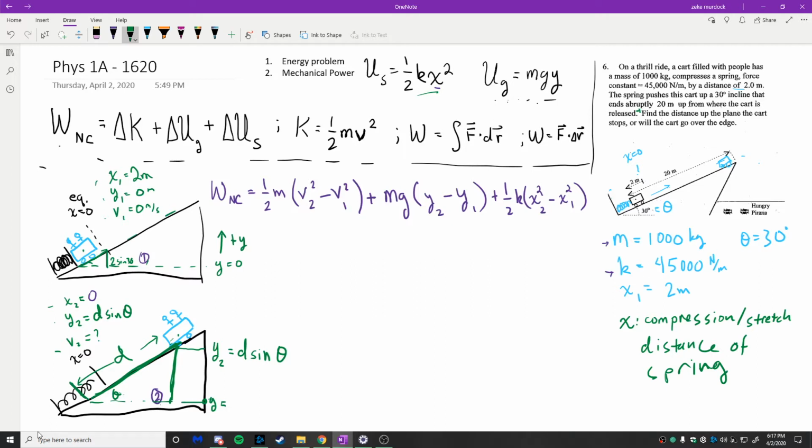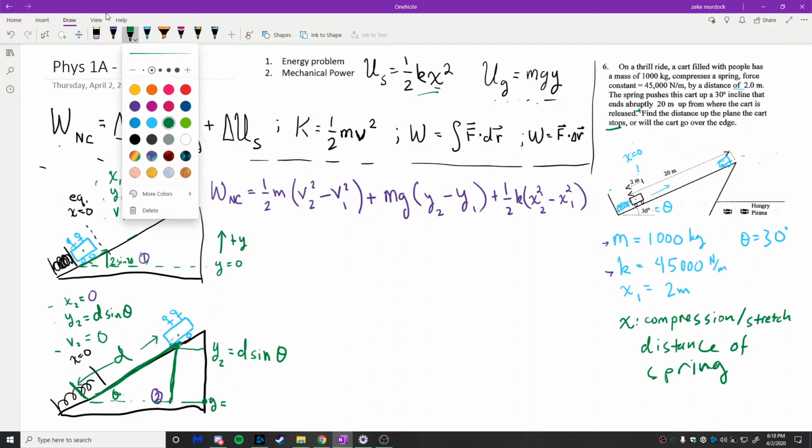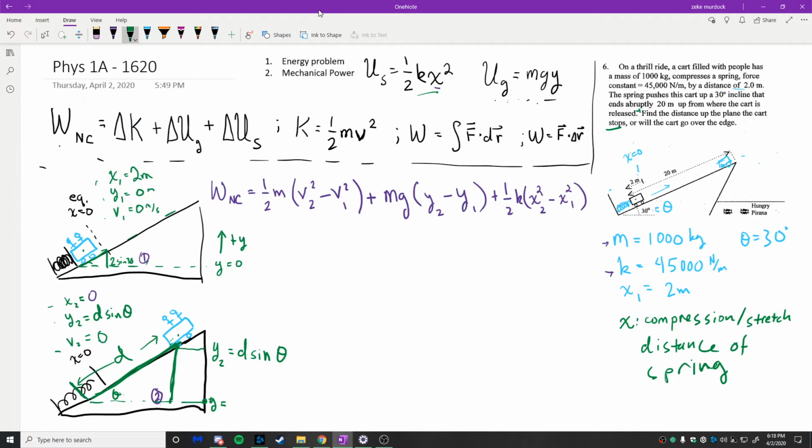Yeah, it's 0, because the cart is either going to come to a stop or it's going to go over the edge. And we're kind of working off the idea that it's going to stop. Because if it stops, then the people don't fall off the edge, and if it doesn't stop in time, then they'll clearly fall into the pit with the hungry piranhas. They're hungry.